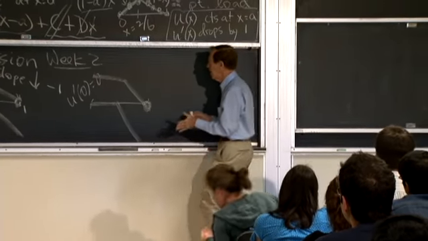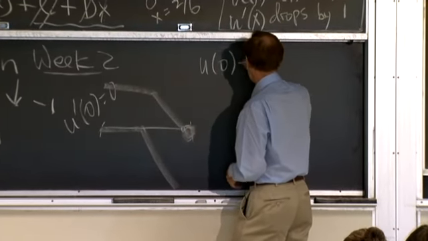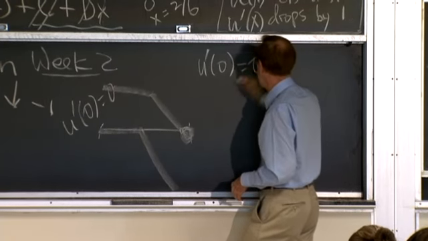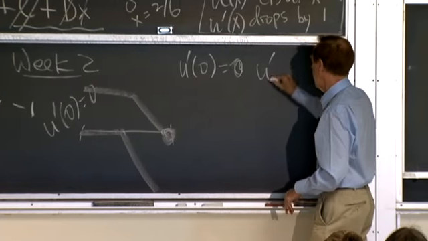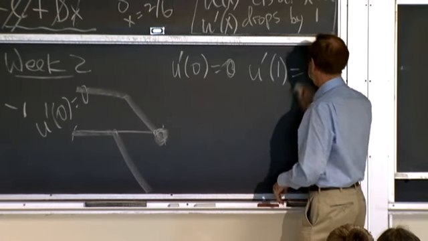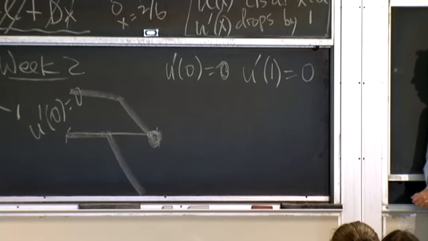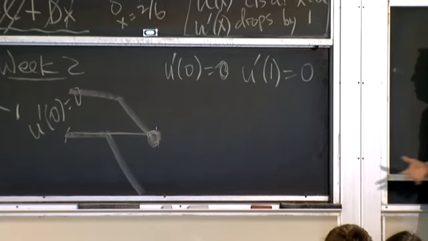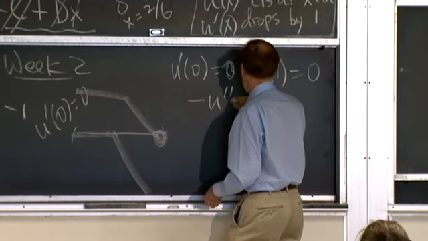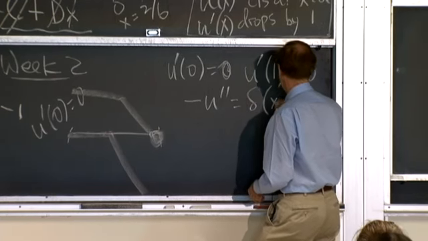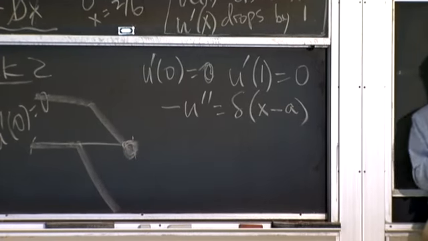What about, so we haven't discussed the free. U prime, sorry, free is U prime. That's free at the left and free at the right. Okay, what's up with that? What's the solution to that? Again, I'm looking for minus U double prime equal an impulse, with those 2 boundary conditions, free.